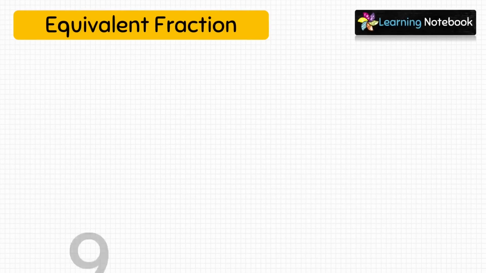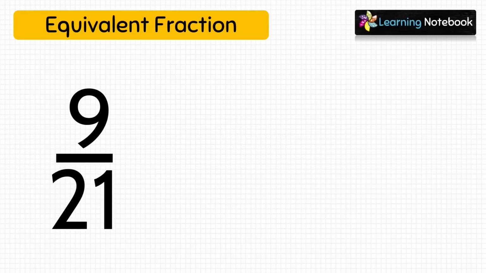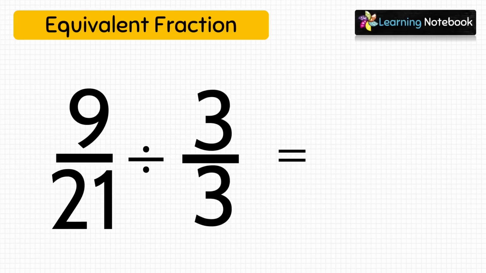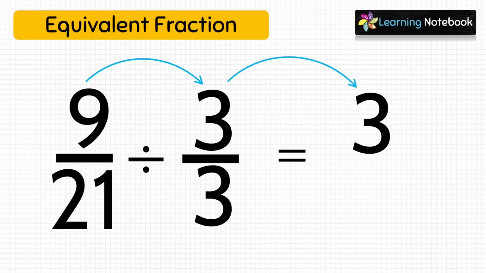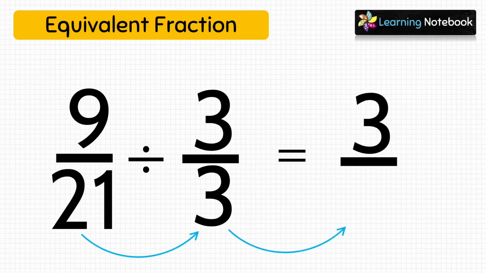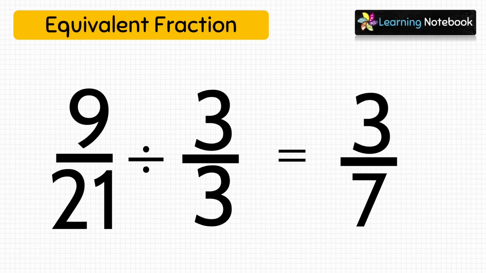Now let's see the next example. We will find an equivalent fraction of 9 by 21, but this time by dividing. So let's divide both numerator and denominator by the same number, let's say 3. So 9 divided by 3 equals 3 and 21 divided by 3 equals 7. So 3 by 7 is an equivalent fraction of 9 by 21.